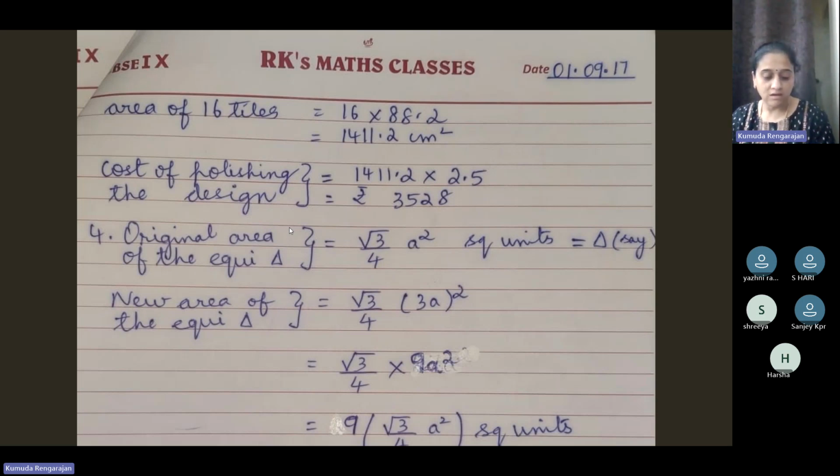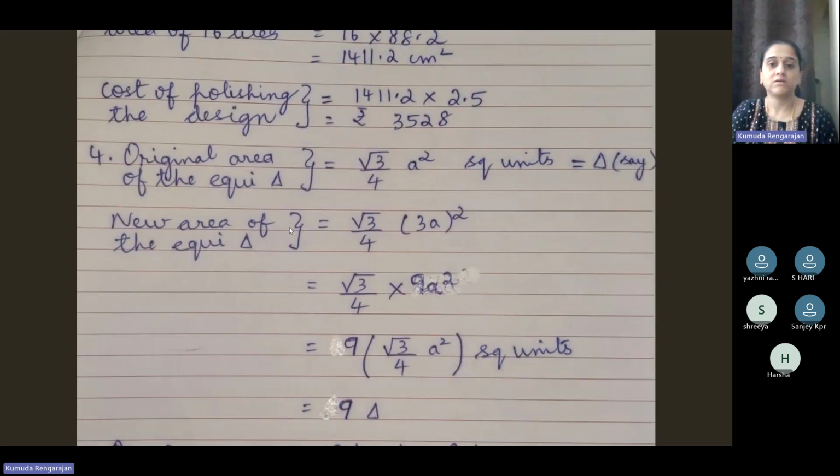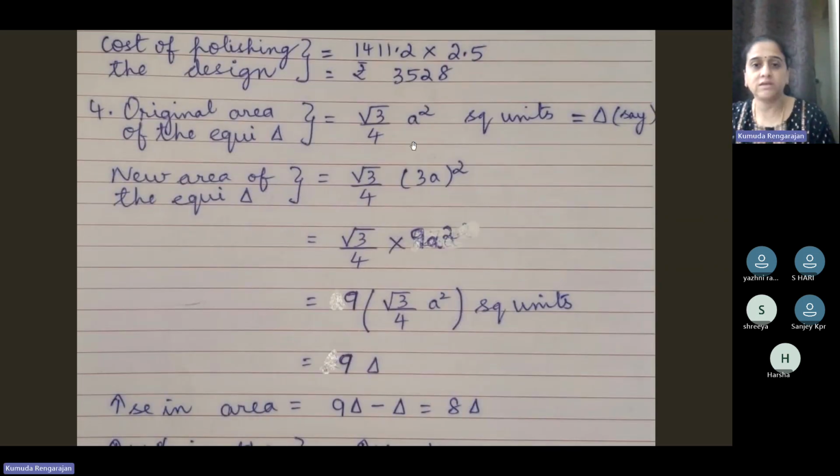The next one is, again, this very question we have done in the class. If each side of an equilateral triangle is tripled, find the increased percent of area of the triangle. So let the original area be... it's an equilateral triangle.